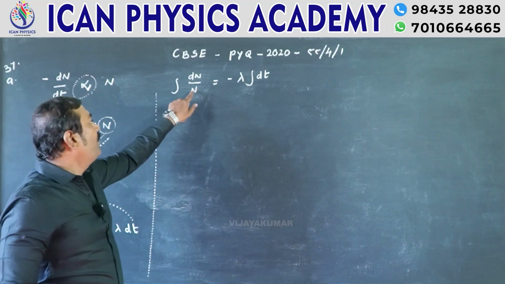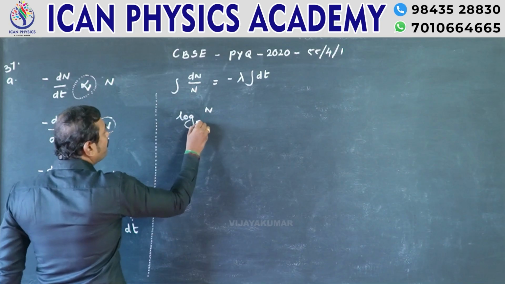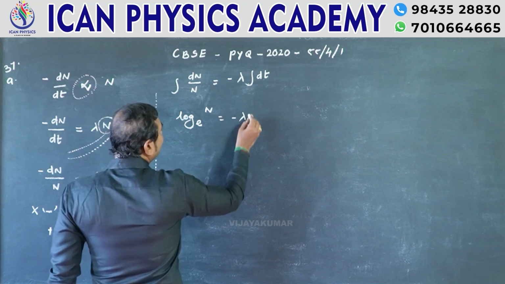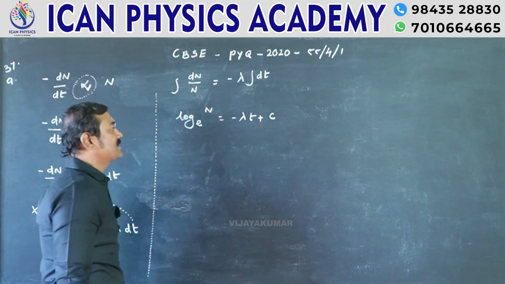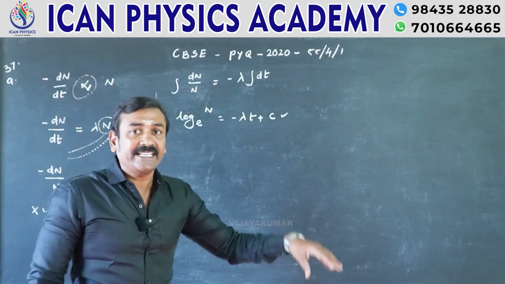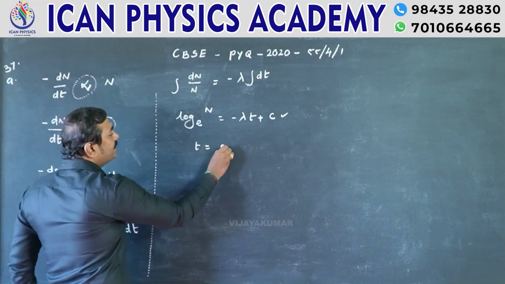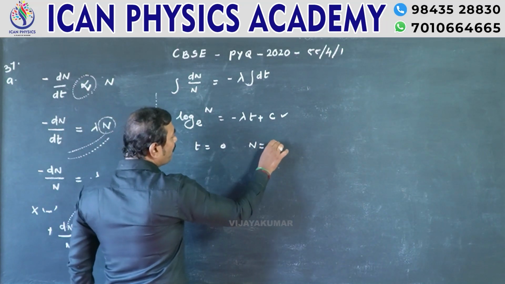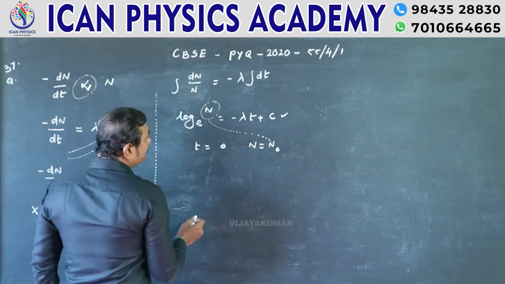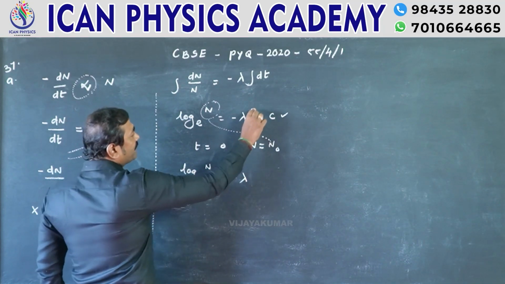So 1 by N is integrated and becomes log N base e. That is equal to minus lambda; when we integrate dt, it becomes t plus some constant. So this is the general form. When it starts disintegrating, the time is equal to 0, and the number of atoms present can be taken as N naught. Now the N becomes N naught. So log base e of N naught equals minus lambda into t.